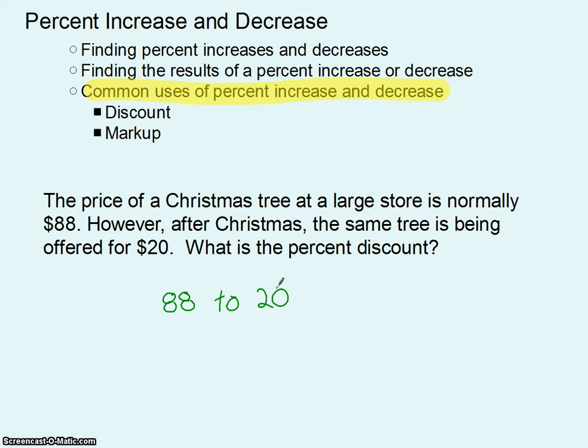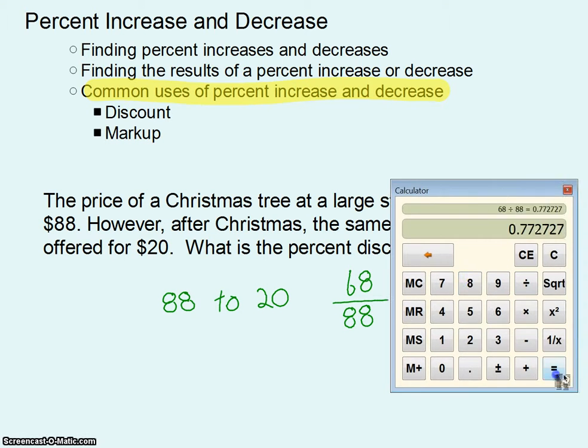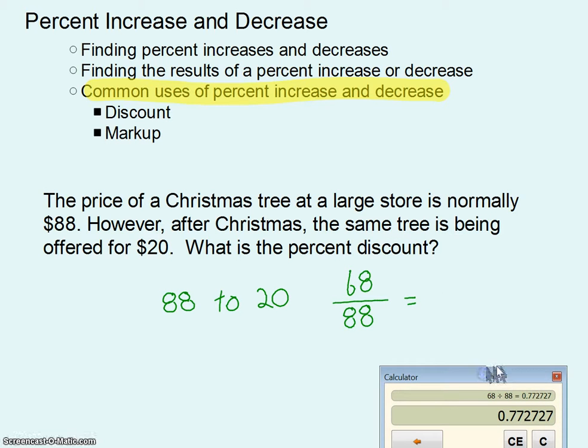Well, the change from 88 to 20 is $68. And how does that compare with 88? Well, let's divide and see. 68 divided by 88 equals approximately 77.3%.